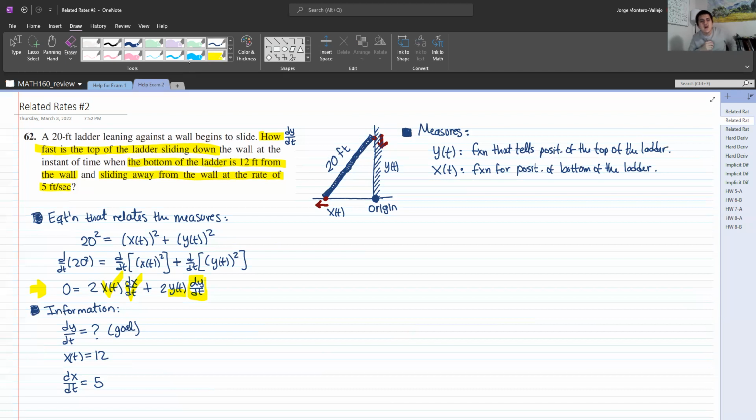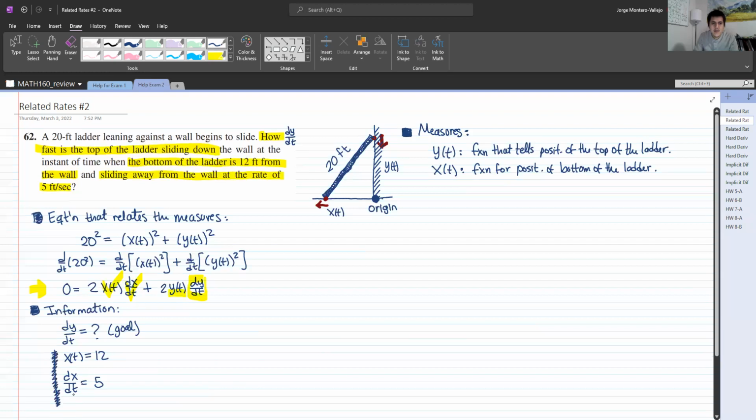Okay, so how do we find out y of t? Remember that we are trying to find out what dy/dt is at the moment in time when this is true, right? We are freezing the motion of the ladder sliding down, and we are looking at the moment when x of t is 12 and dx/dt is 5. Well, dx/dt doesn't matter for now because we are trying to find out what y of t is. What is y of t when x of t is 12?